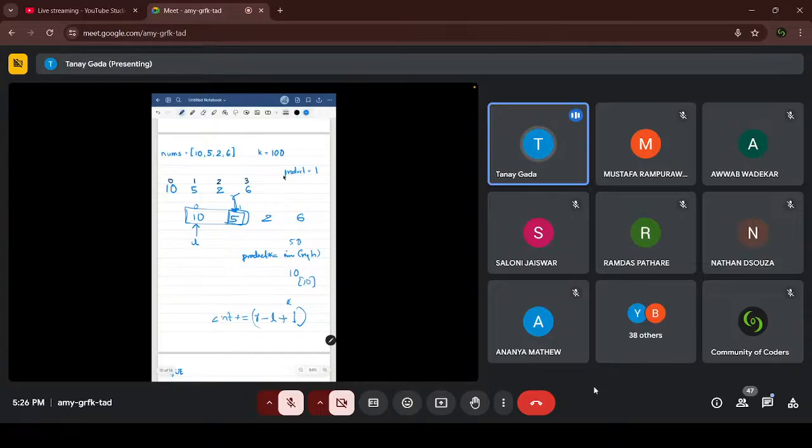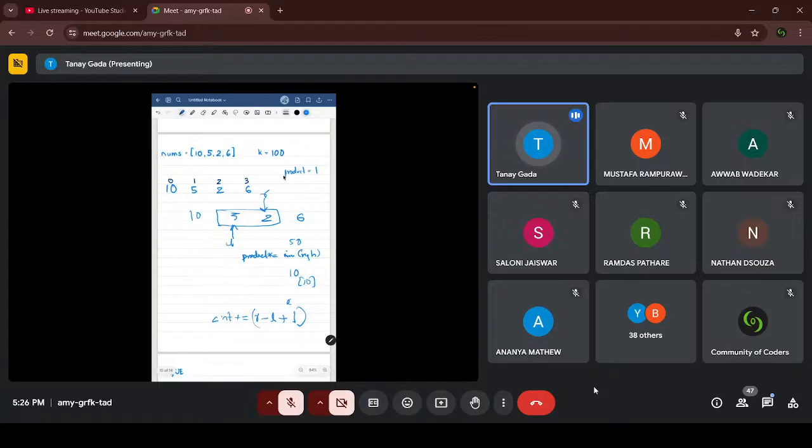So we increase the window. We increase the window until our product is less than 100. Again, we increase the window. The product is 100. It is not less than 100. So we decrement our window size. For decrementing the window, we need to increment the L. So this is our window.